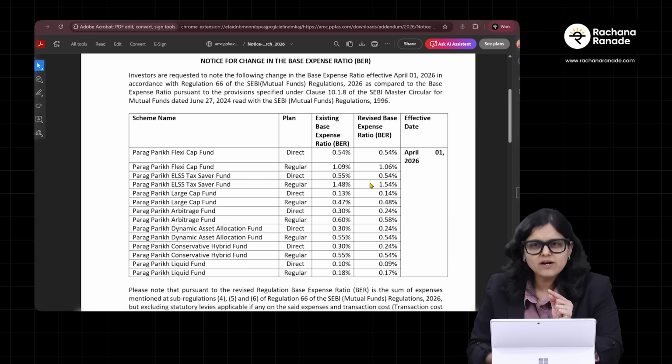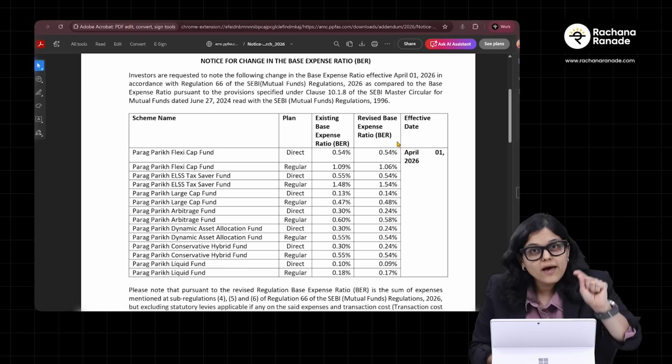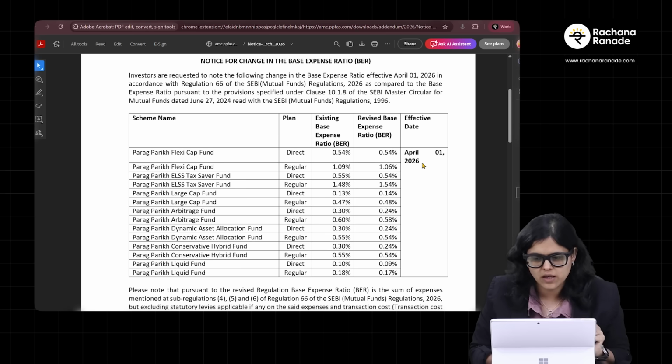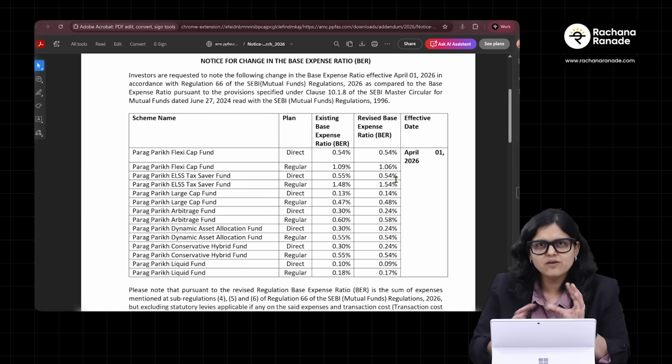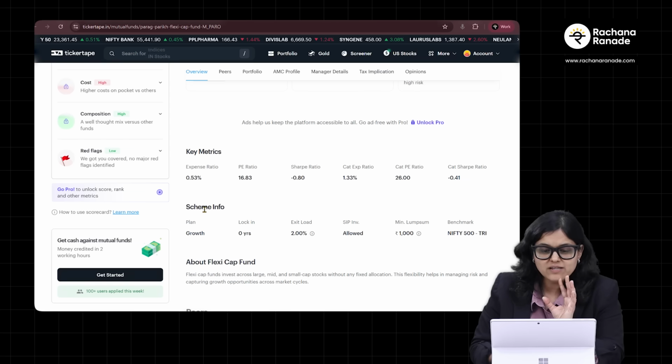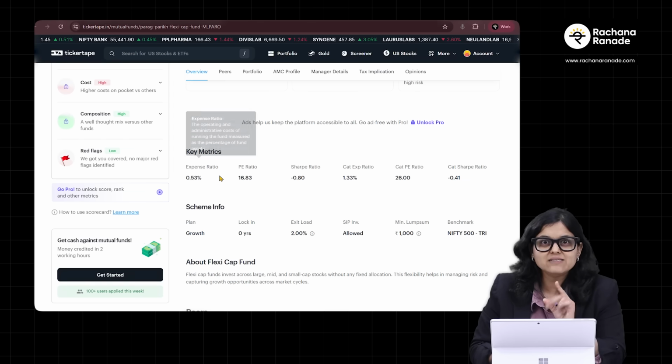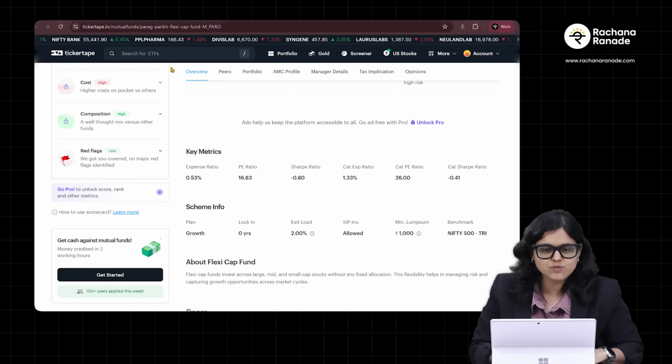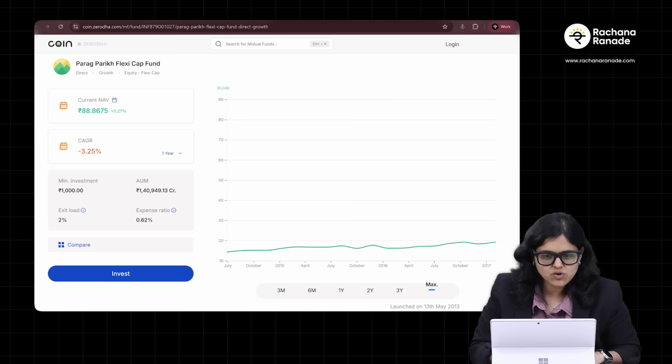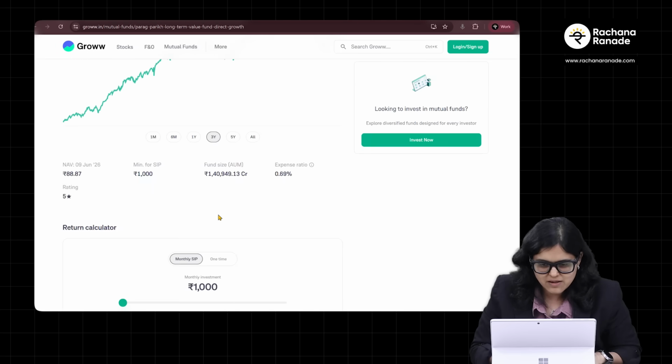So I hope you have understood that whenever in doubt, how and where to check these expense ratios. Okay, so the TER, BER difference is what we are going to understand, but I hope where to get the source information from is absolutely clear. One more important point is that unfortunately no one has very clearly mentioned whether it is a TER or a BER. Everyone just writes expense ratio. For Coin also expense ratio, and Groww also expense ratio. Okay, so in the next section immediately we jump on TER versus BER.